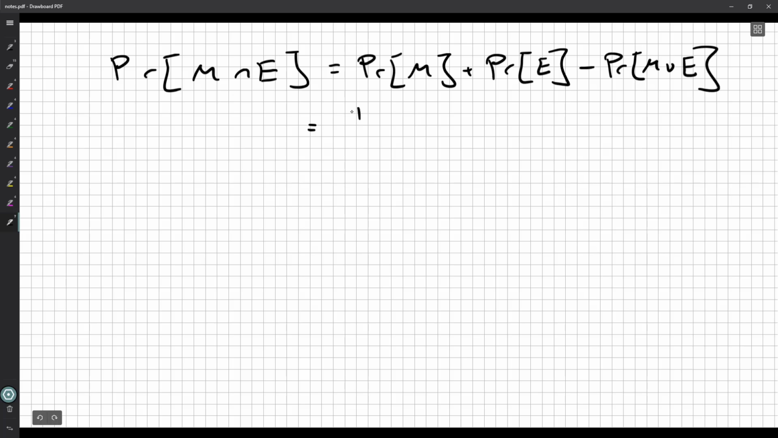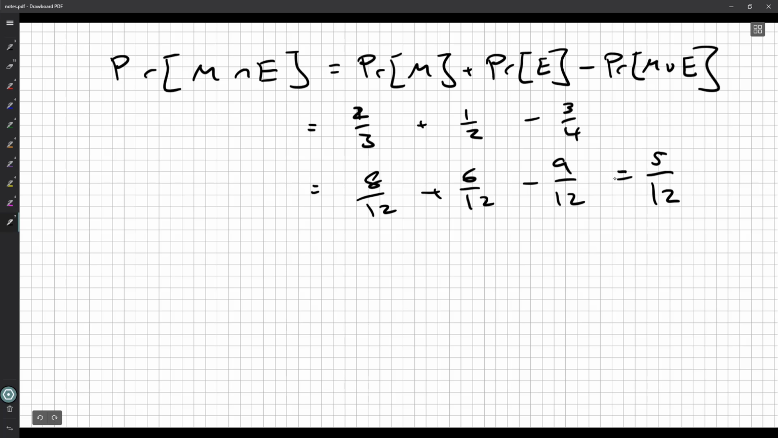So math is 2/3. Probability of economics is 1/2. 3/4 for either a math or at least one of them. Okay. So we could get a common denominator of, let's say, 12. 12 seems good. Okay. 8 and 6 is 14. Minus 9 is 5. Okay. So taking math and economics is 5/12.